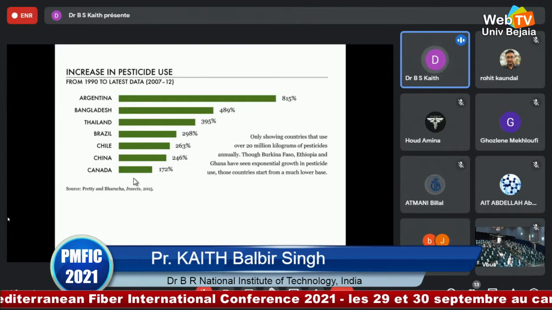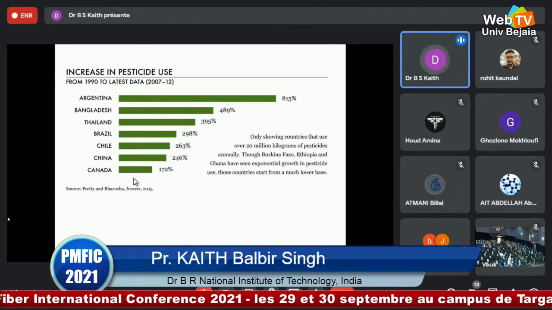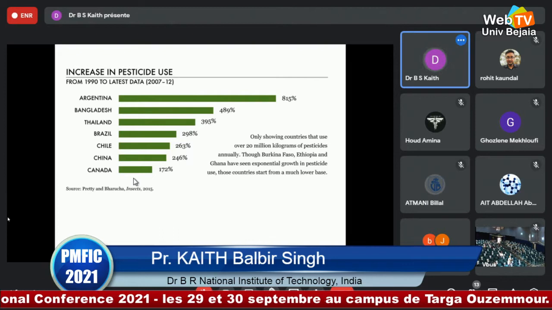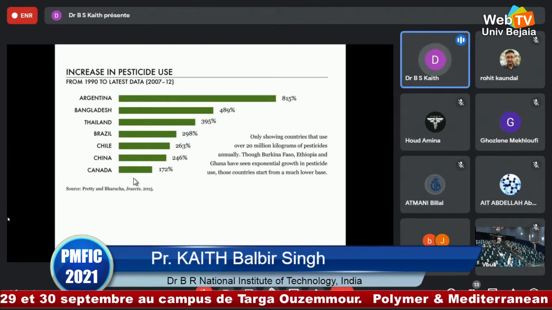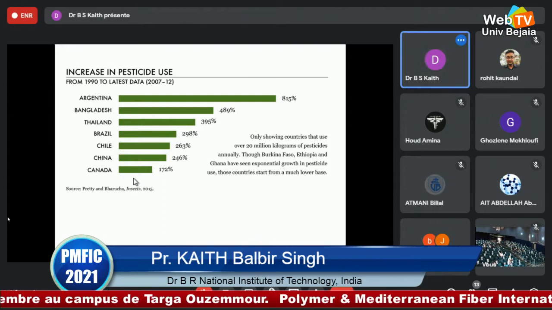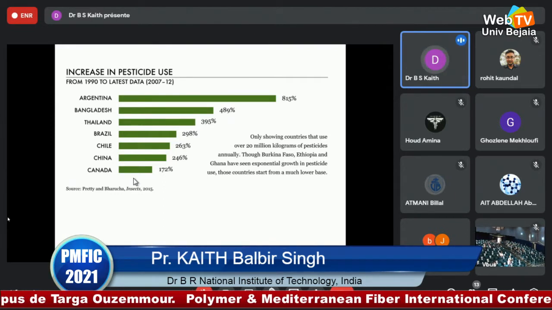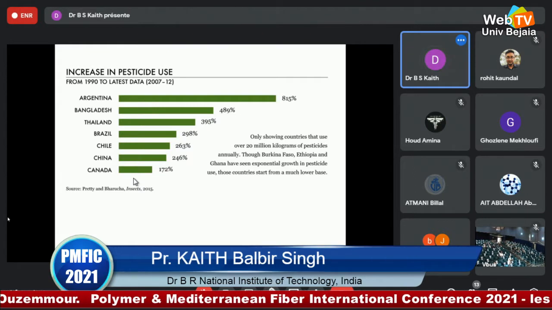So this is the table where there is an increase in pesticide use country-wise. People are making extensive use of agrochemicals, and this is how you can come to know from this table.